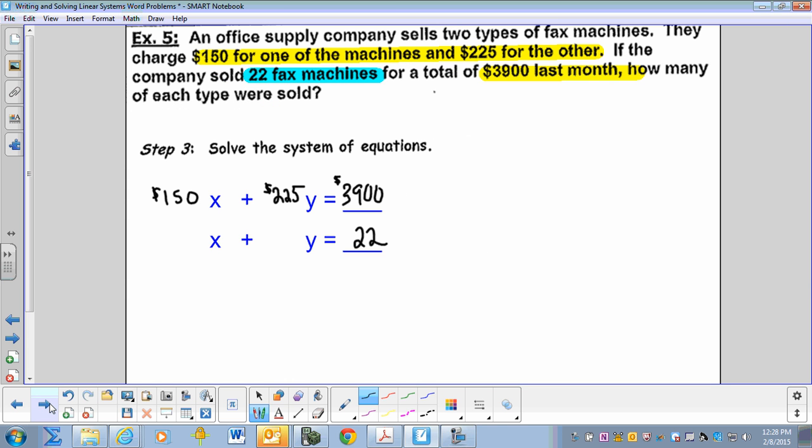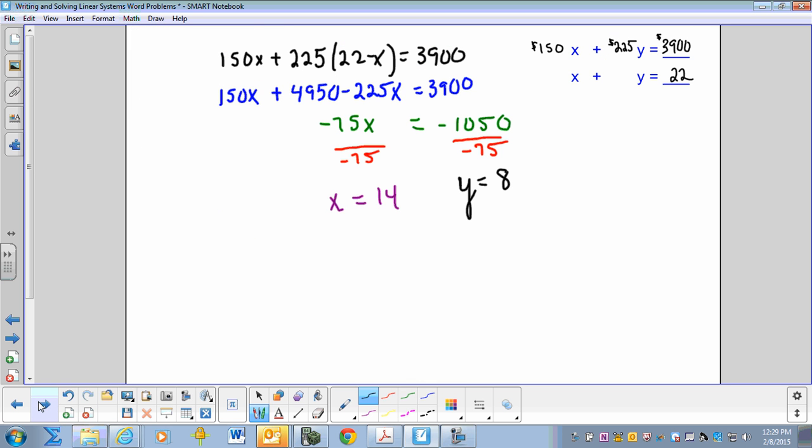Step 3, we're going to solve the system of equations. So I'm going to substitute. I'm going to isolate the y in the second equation, and that's going to give me y equals 22 minus x. And I'm going to use this to substitute back in the first equation, which I did right here. I solved for x and calculated that to be 14. I solved for y and calculated that to be 8.